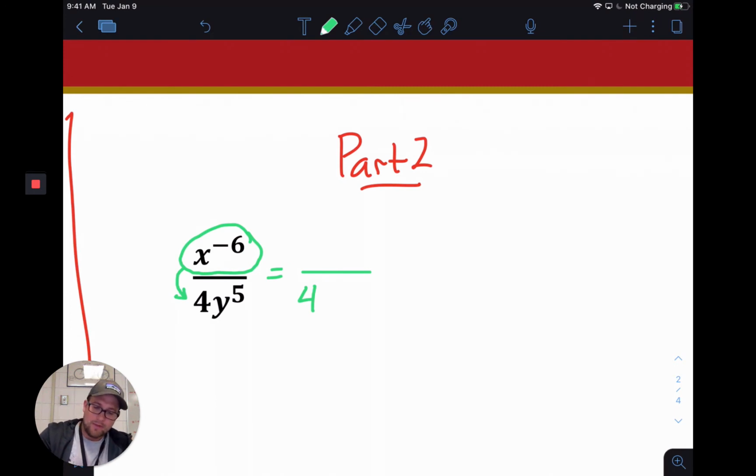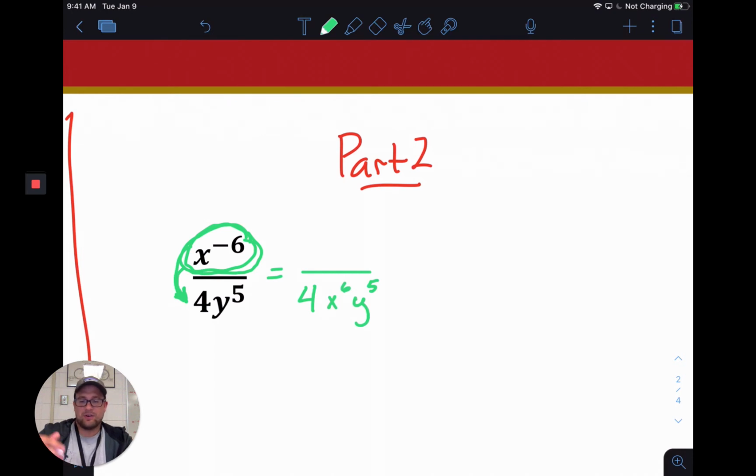Now, there also was a y to the 5th here, but I'm going to leave a little bit of space there. The reason is I'm going to put this x to the positive 6, the one that we moved down, in that spot. We normally like to make our variables go in alphabetical order. So x comes before y, so we should see x before y.